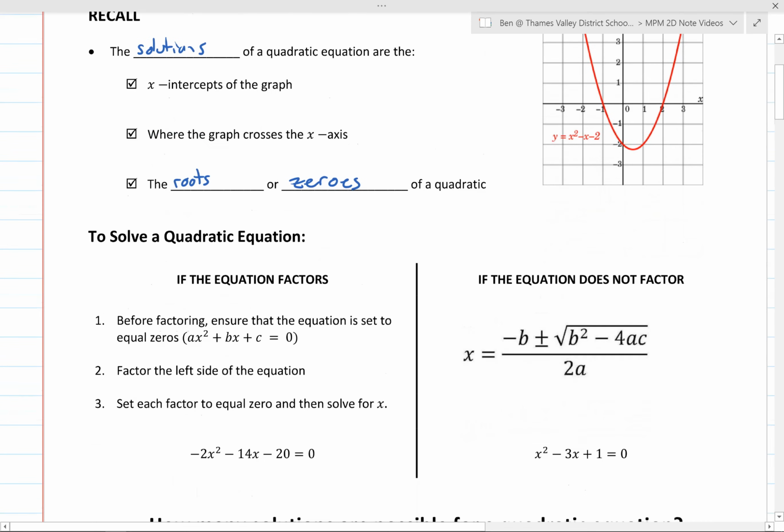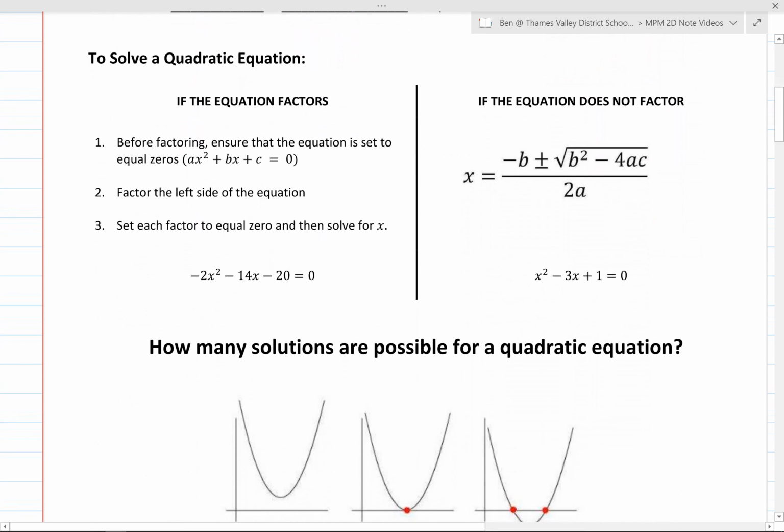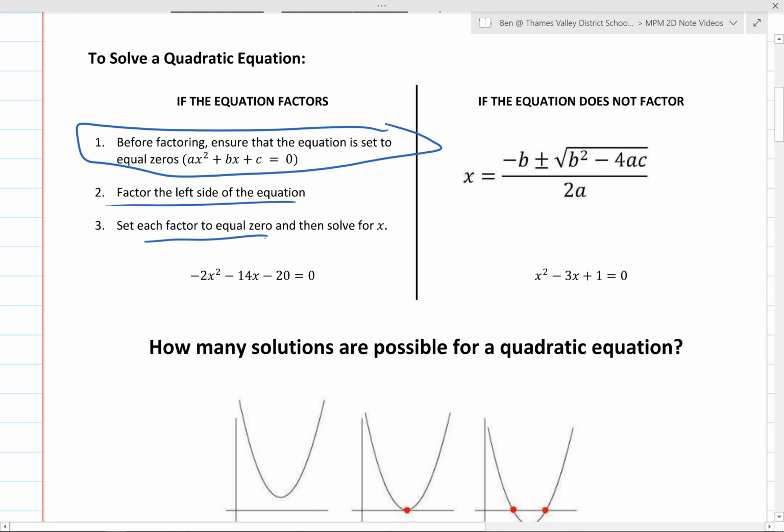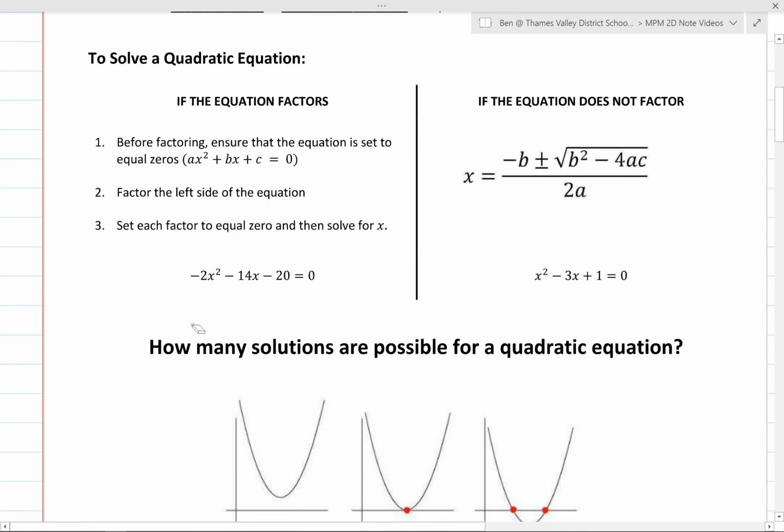of a quadratic. Now, we already know to solve a quadratic equation, if the equation factors, fantastic, we set one side equal to 0, we factor the other side, and then we set each factor of that side equal to 0, and we solve for x in that way. If the equation does not factor, we're forced to use the quadratic formula here. Luckily, now we're feeling a little bit more comfortable with it.